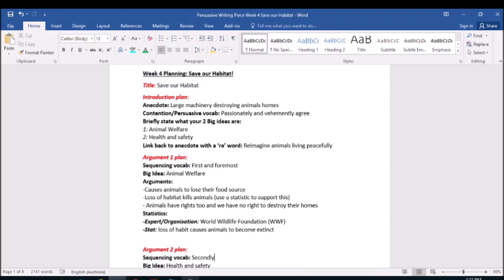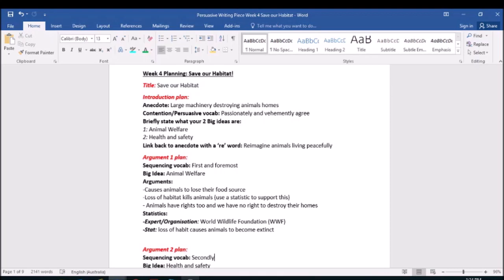So we need to start off with an anecdote. So an anecdote is just that narrative thread that we include at the start of our introduction to really hook the reader and give them a visual image. So I'm going to talk about large machinery destroying animals' homes. That's how I'm going to start off my introduction. I'm then going to state my contention using some persuasive vocab. I'm going to say that I passionately and vehemently agree.